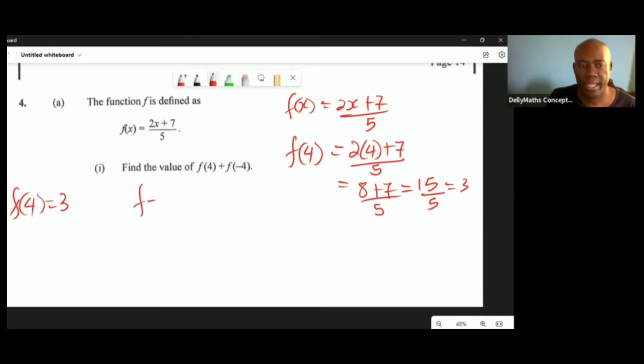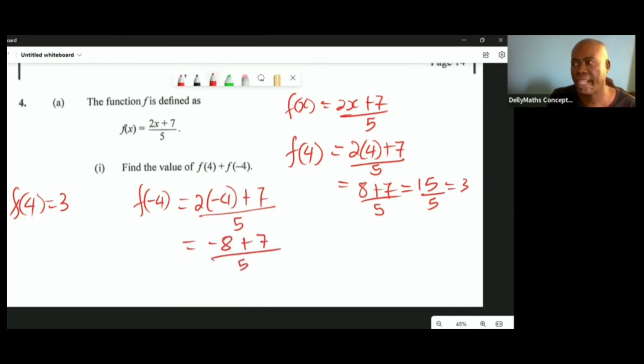F of negative 4. This is going to be (2 times negative 4 plus 7) all over 5. This is (negative 8 plus 7) all over 5. And this is negative 1 over 5. All right. Very good, very good. So negative 1 over 5. So this is equal to f of negative 4.